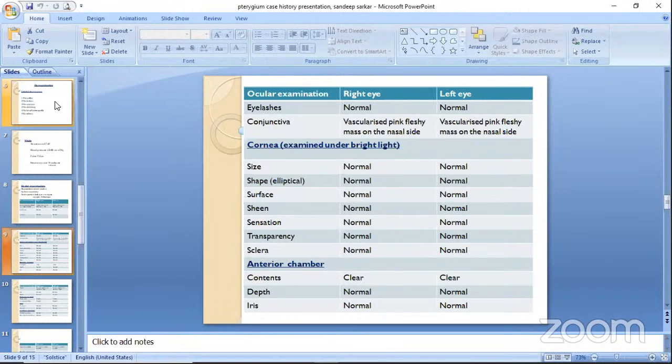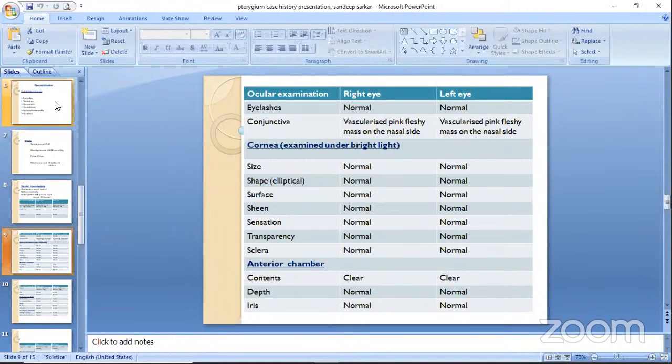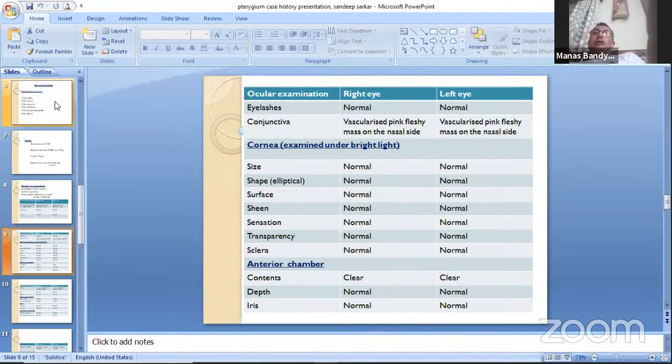Yes, sir. But was there any other pathology on the cornea? From this slide, where you described your corneal findings, does it show any other pathology on the cornea which the patient had? Sir.